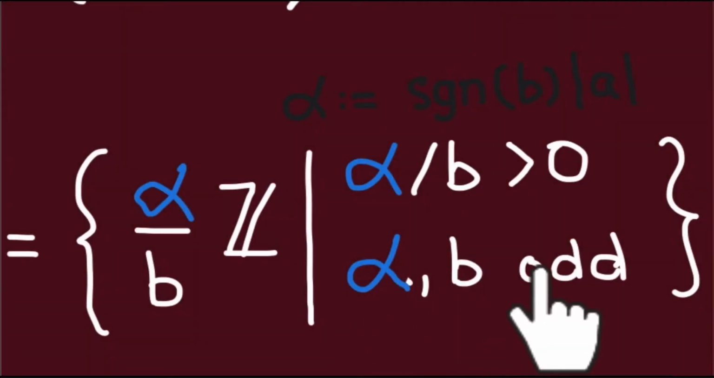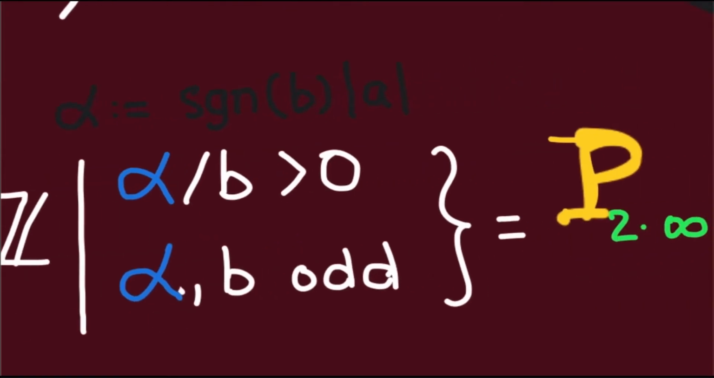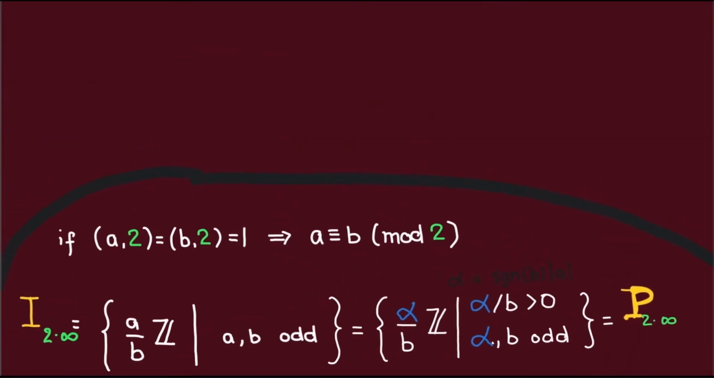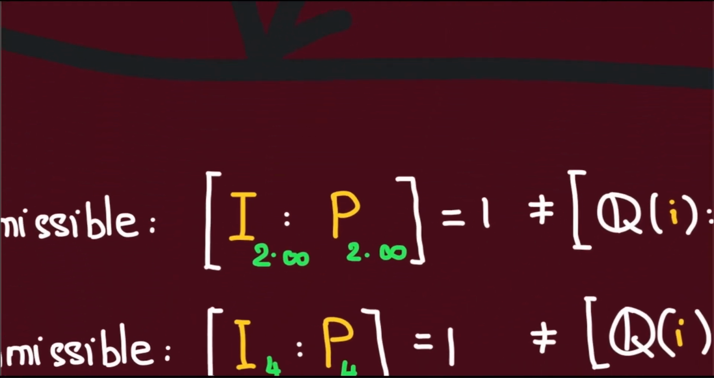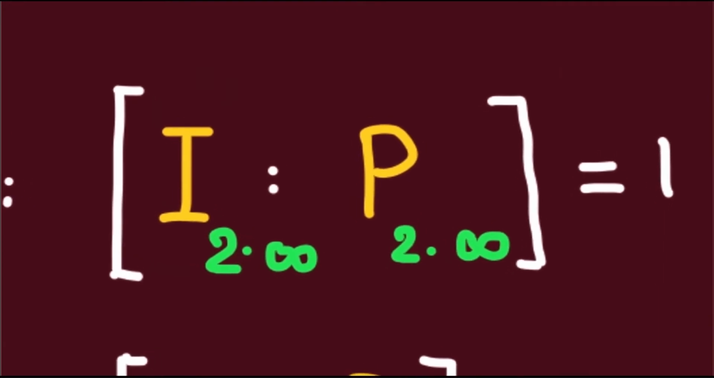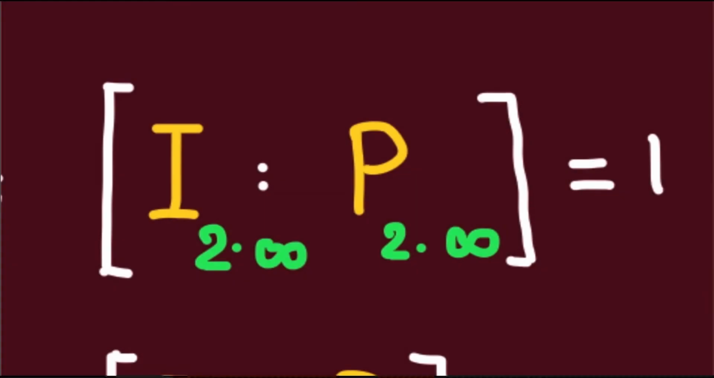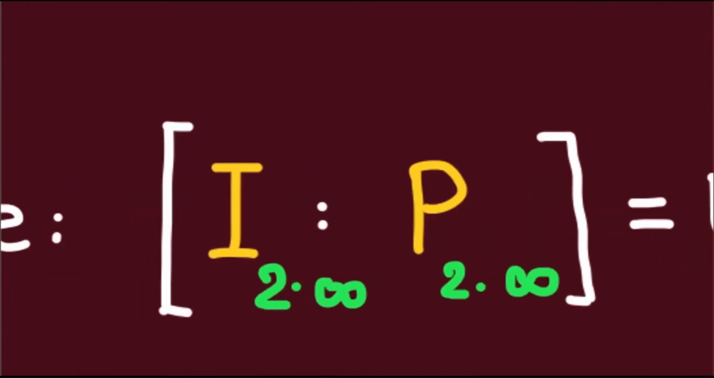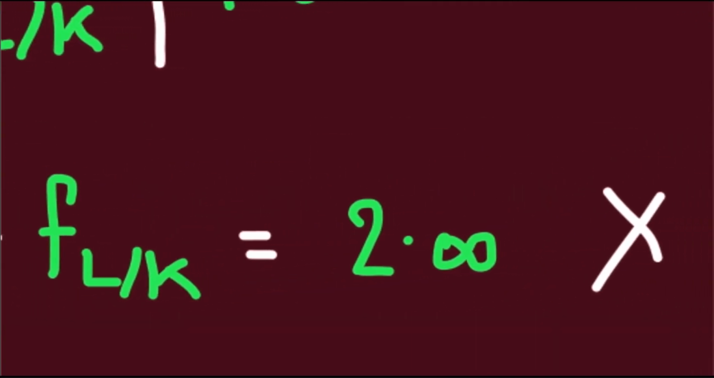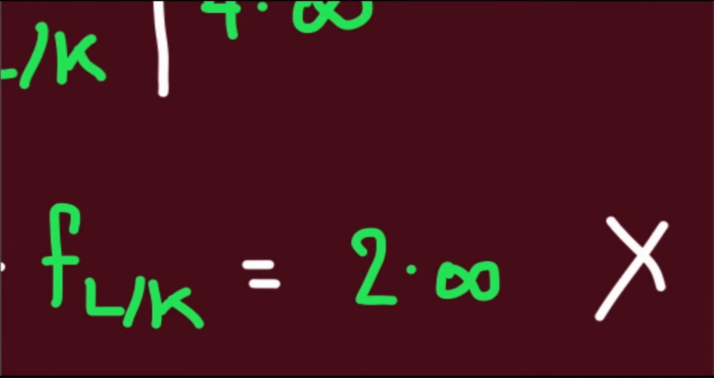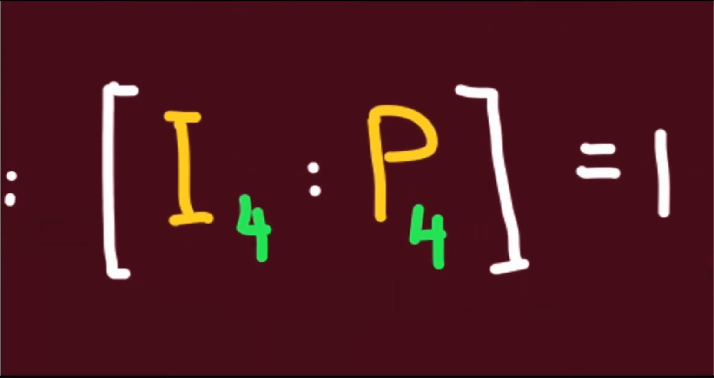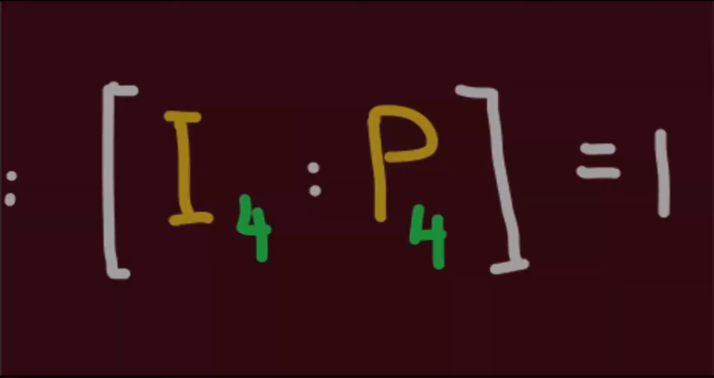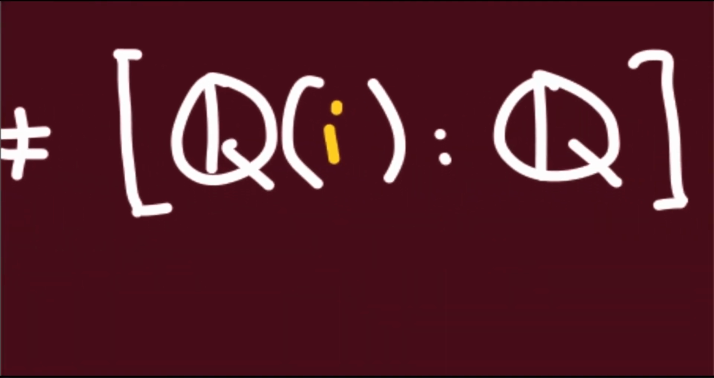Well, this set is by definition just equal to P^{2∞}, and thus we have that I^{2∞} is equal to P^{2∞}. Therefore, this quotient here is trivial, and thus this index is equal to 1. Thus this index is not equal to the degree of Q(i) over Q, so this modulus 2 times infinity is not admissible. Similarly, we'll see that the modulus 4 is also not going to be admissible because I^4 over P^4 has size 1, which is not equal to the degree of Q(i) over Q.